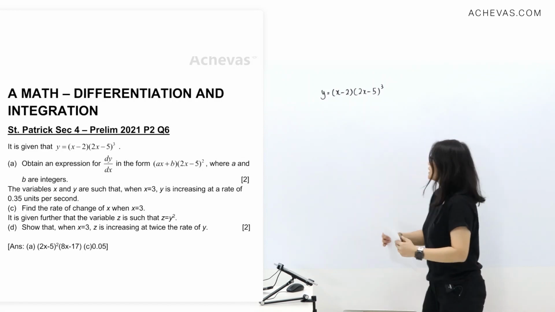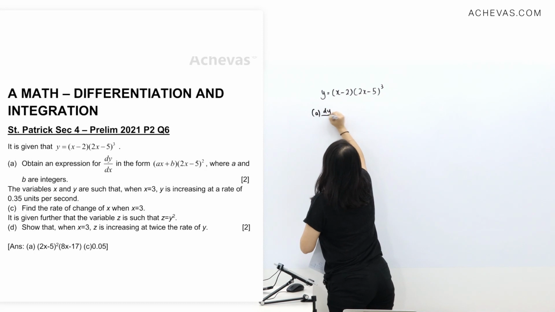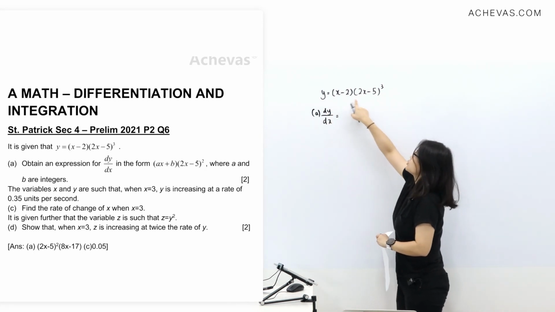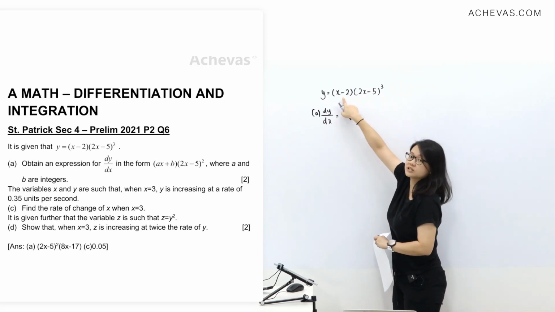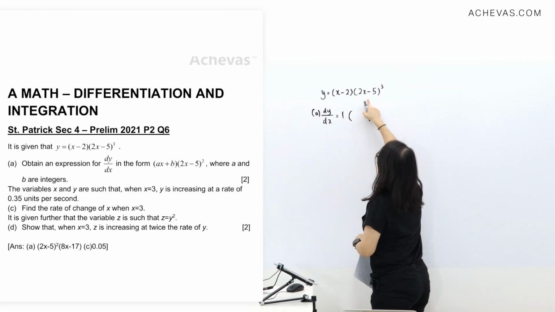Okay, let's just take a look at the first part first. Differentiating this one using the product rule. Differentiate the first bracket, we get 1. Okay, you can skip this if you like. Then copying the second bracket.